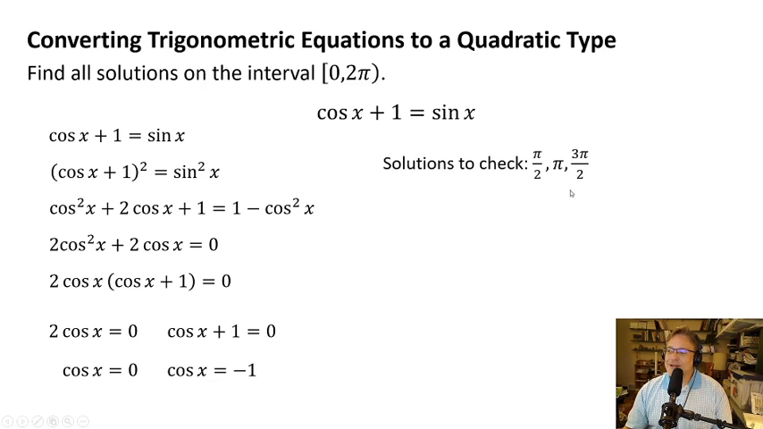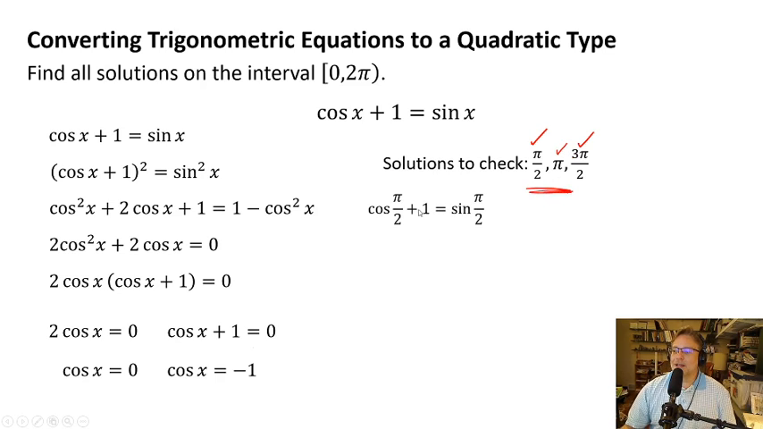So the solutions here to check on the interval 0 to 2 pi, where is cosine equal to 0? Well, the answer is that that happens at two places. One is at pi over 2, and the other is at 3 pi over 2. And where is cosine equal to negative 1? There's only one place on the unit circle where that happens, and that's just pi. So we have three places to check here as solutions to this equation.